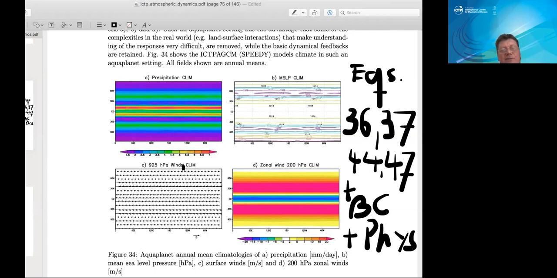And then in terms of surface winds, we get what we expect in the tropical regions. We get our trade winds. We get our northeasterly and southeasterly trade winds. We get our westerly winds in the storm tracks.